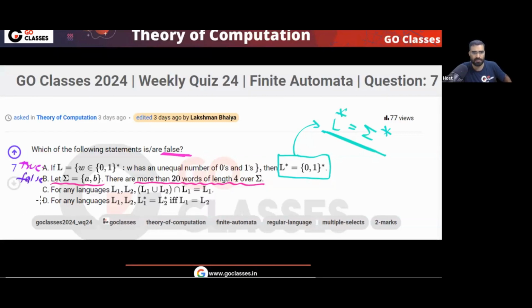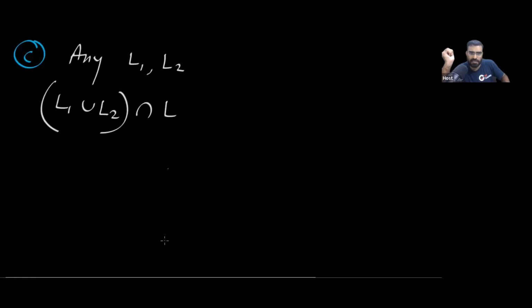What about option C? For any language L1, L2, (L1 union L2) intersection L1 is equal to L1. Yeah, that is simple. That statement is true. Why is that statement true? See, option C is saying that for any L1, L2 you take, (L1 union L2) intersection L1 is equal to L1. You can solve it using the Venn diagram, yes or no?